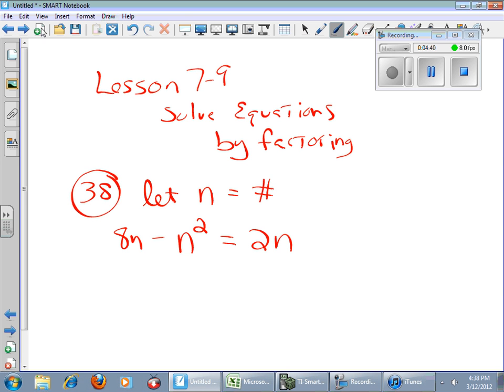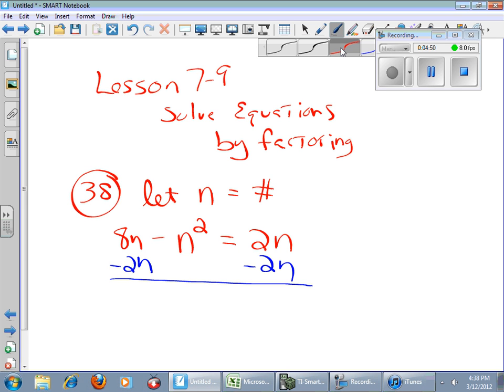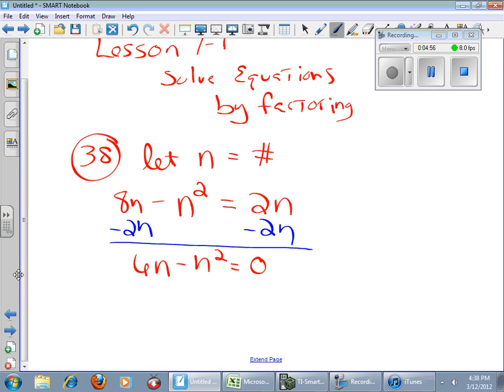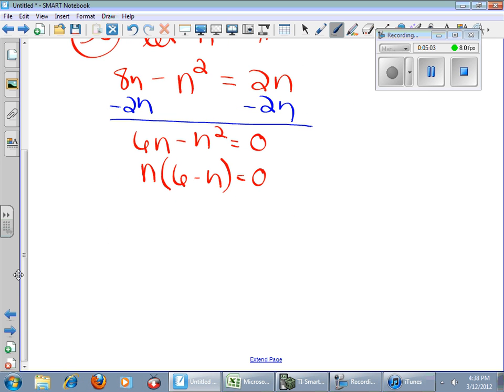Well, now I'll get all my n's on the same side. Subtract 2n, subtract 2n, and I'll end up with 6n minus n squared, and that will equal 0. I'll factor using the GCF, which is n. And then I have two possibilities. I can solve this for n, and I can solve that for n. So n equals 0. Whew, that was a hard one. That was this one here, right?